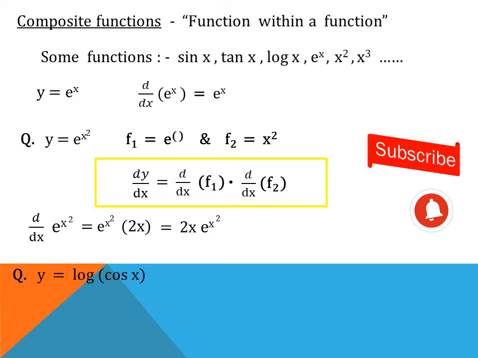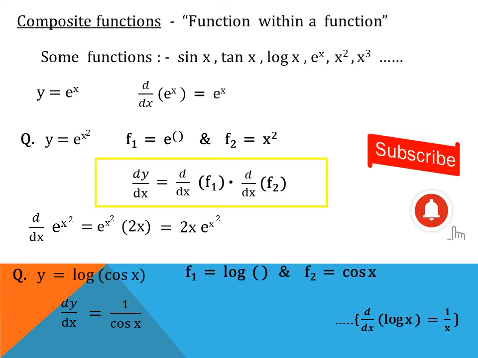Similarly, suppose we have log of cos x. So here f1 would be log, and f2 would be cos x. Now to find the derivative of f1, that is derivative of log x, we know its derivative is 1 upon x. Now because we don't have log x, we have log of cos x, so we'll replace x by cos x. So our derivative of f1 will be 1 upon cos x into derivative of f2. So that is derivative of cos x we know is minus sin x. So the answer will be 1 upon cos x into minus sin x. Now we know that sin x upon cos x is tan x. So our answer would be minus tan x.